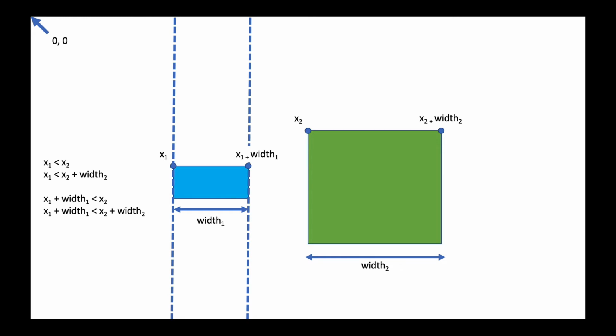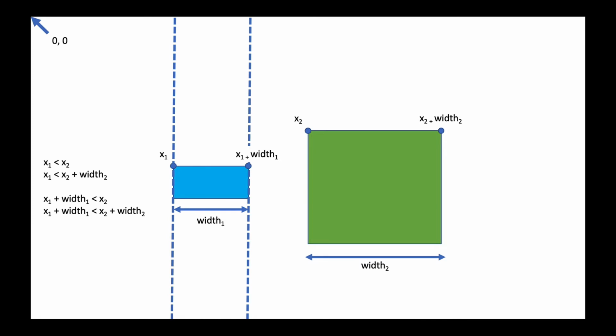Now, I'm going to be overlapping these rectangles, and I'm going to be looking at these 4 situations. How does x1 compare, x1 being the blue rectangle, to x2 and x2's width? I'll also be looking at the top right corner of each rectangle and doing a comparison there.